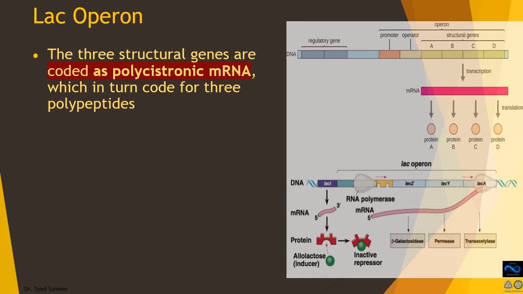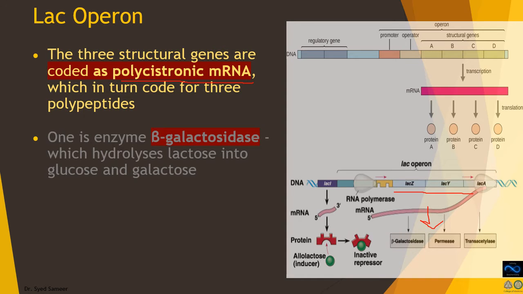In the Lac Operon, as I said, there are three structural genes which are coded as a polycistronic mRNA. That is, it is expressed as a single mRNA molecule, out of which three different proteins are finally synthesized. These three different proteins or polypeptides are the beta-galactosidase enzyme, which hydrolyzes lactose and breaks it into two different monosaccharide units, that is glucose and galactose.